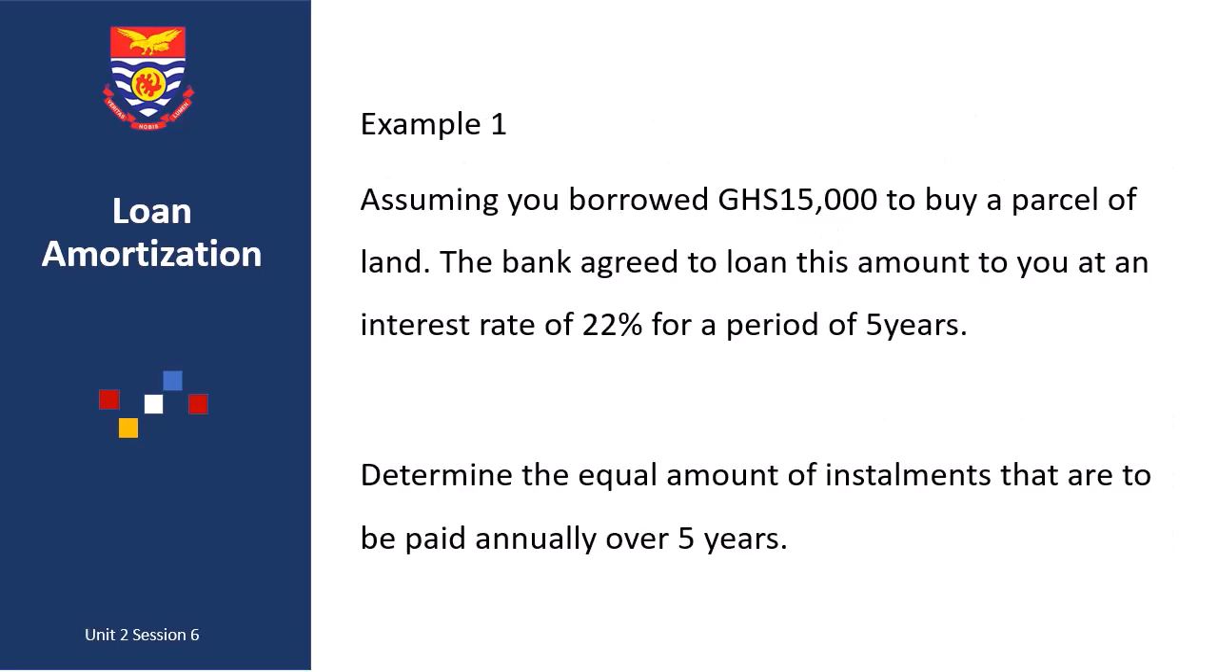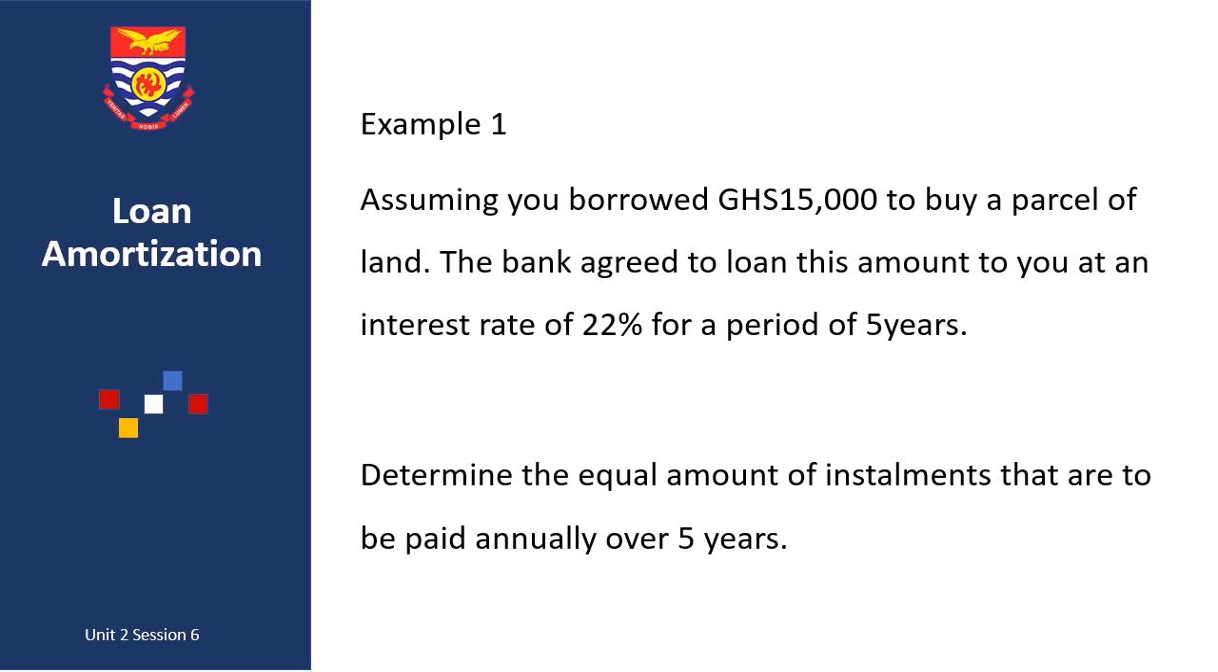So let's try this simple example. This example talks about how you are going to find the equal amount of money that you are going to pay as an installment. Maybe you've gone for a loan of 5,000 cedis, and at this rate, how much are you going to pay every month until you finish paying the loan? So the amount that you are going to pay is what we are going to use this example to help us calculate.